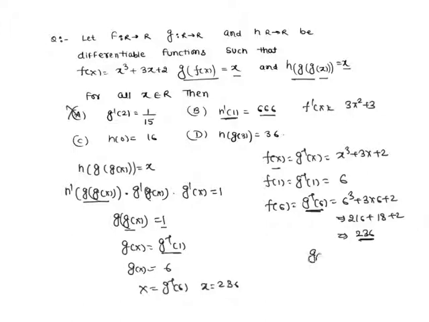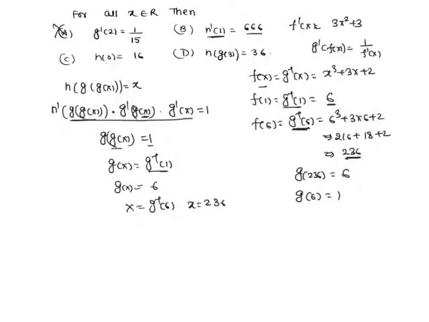So we can say g(236) = 6. Similarly, from this equation g inverse of 1 = 6, we can say g(6) = 1. Now we will put x = 236 in this equation. So we will get h'(g(236)).